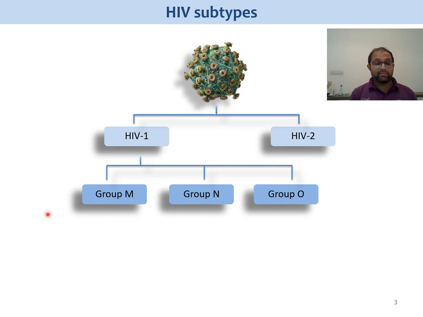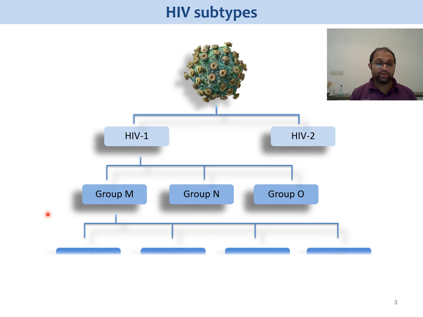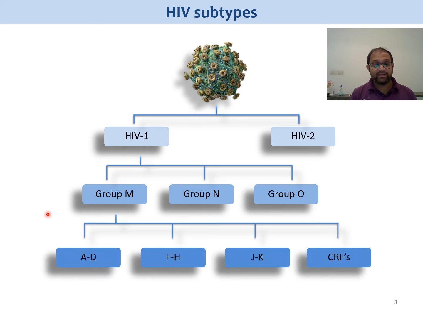HIV group M is very diverse and is further subdivided into pure subtypes and several recombinant forms. The pure subtypes are A to D, F to H, and J to K, and so far over 120 different circulating recombinant forms have been reported from this group, and more are being seen each year.